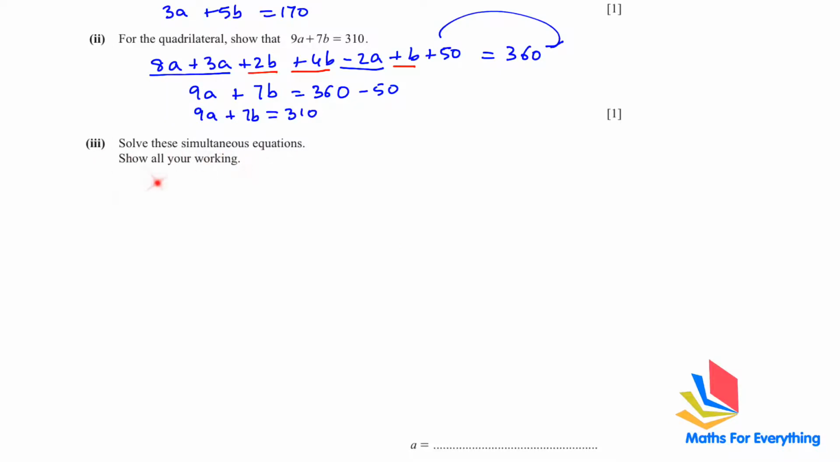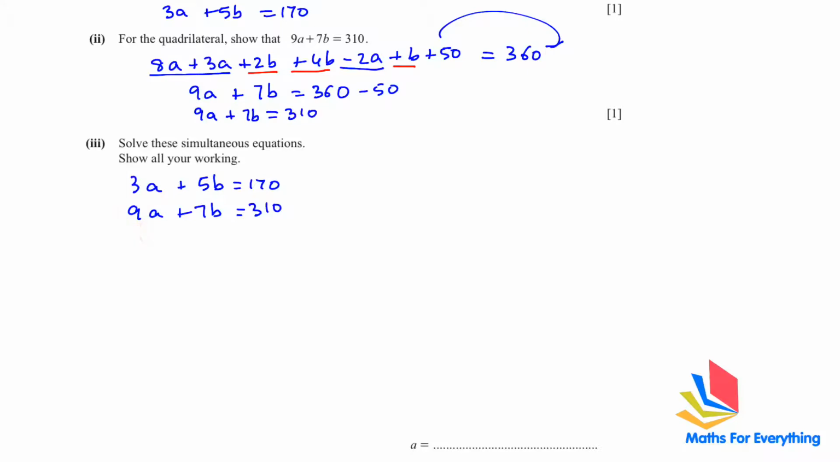Solve these simultaneous equations, show all your working. So we have two equations, 3a plus 5b is equal to 170 and 9a plus 7b is equal to 310. Look at the coefficients of a. They are not the same. Look at the coefficients of b. They are not the same. We have to make the coefficient of either a or b the same, and then we can solve. So this looks easier.